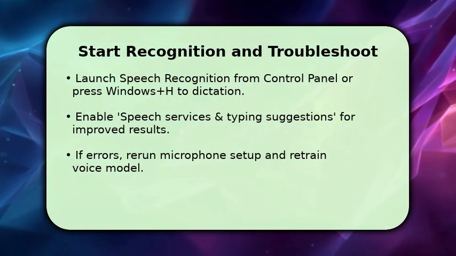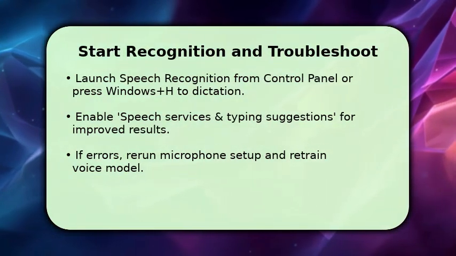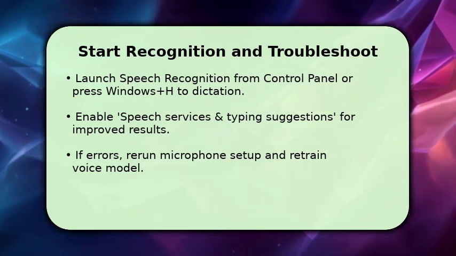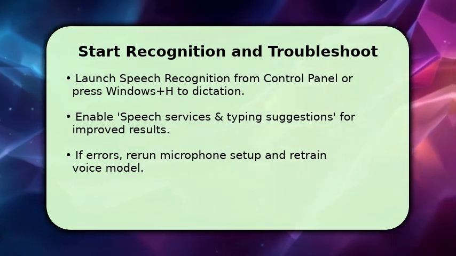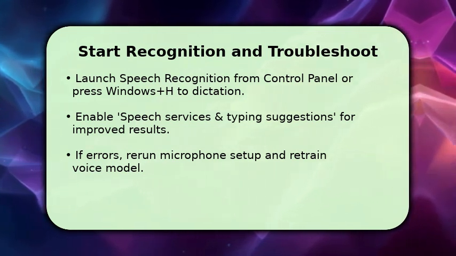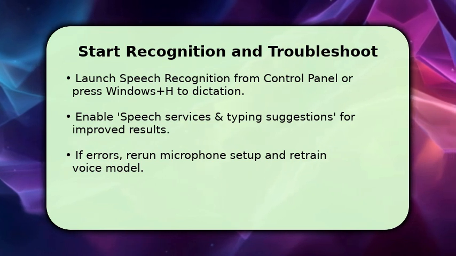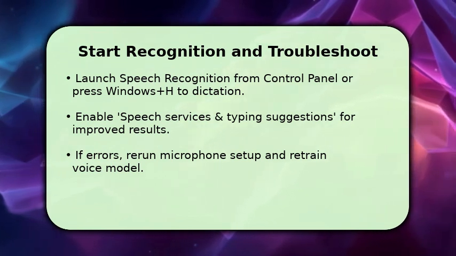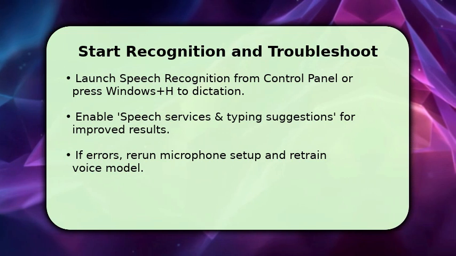To begin using speech recognition, launch speech recognition in Control Panel or use Windows + H for quick dictation in apps. Make sure speech services and typing suggestions are enabled for smarter corrections and punctuation. Test by dictating a sentence aloud, speaking clearly and at a natural pace.